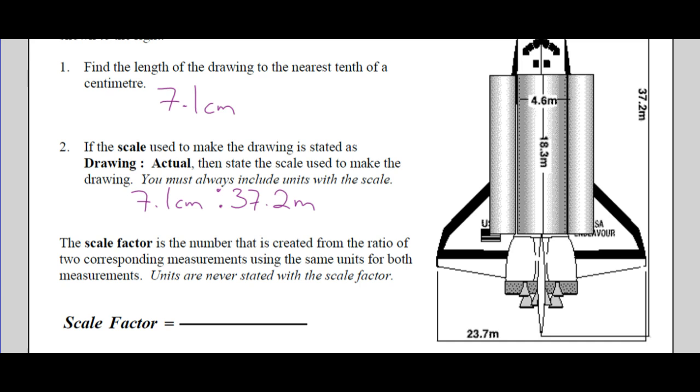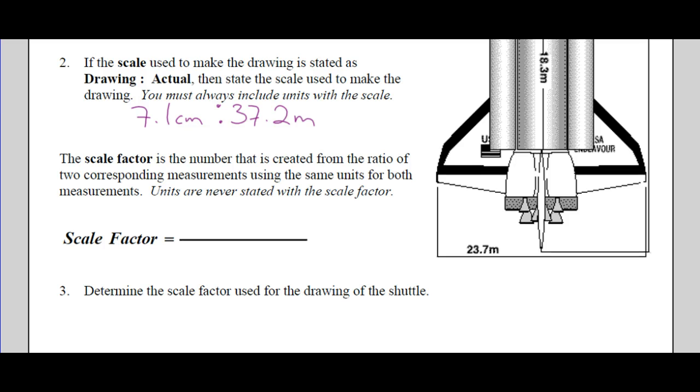Now you could do that here, but the scale factor is the number that is created from the ratio of two corresponding measurements using the same units for both measurements. Units are never stated with the scale factor. So I know that 7.1 centimeters on the drawing represents 37.2 meters in real life. If I'm going to do a scale factor, you want the drawing up top and the actual on the bottom. So 7.1, that's centimeters. What's 37.2 meters if you convert it to centimeters?